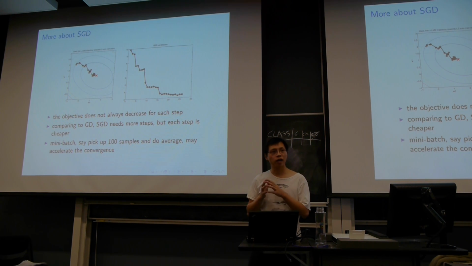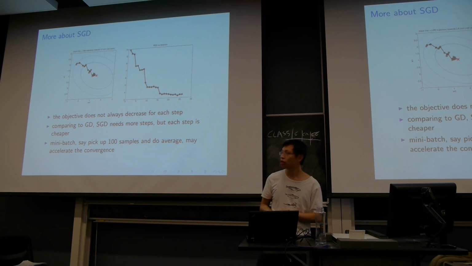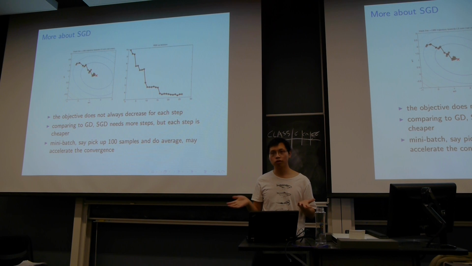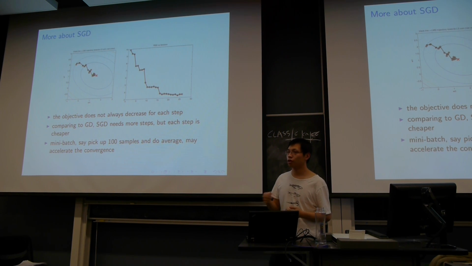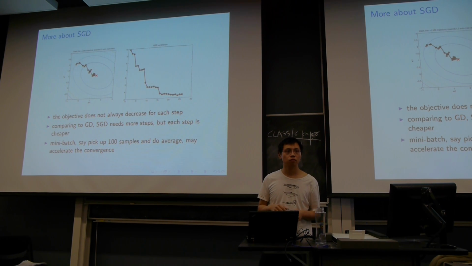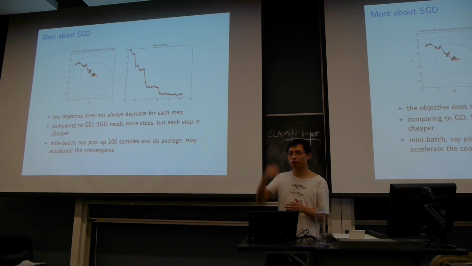For stochastic gradient descent, each time you're using one data point to predict the gradient, the direction. Maybe if the data is quite noisy, the direction you have may not point to the minimizer, it points to something else. So if you get the correct direction, you get big progress. If you get the wrong direction, you may even increase the objective value. So the first observation is that the objective value does not always decrease for each step. But in general, it decreases.